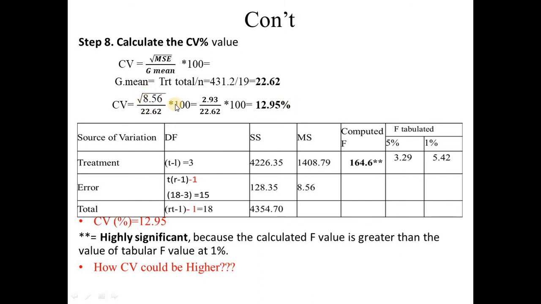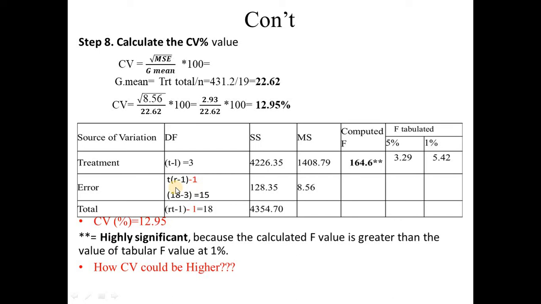Therefore, if we do this simple mathematics, we'll have the value of 12.95% CV in this experiment. And then after we have got all the values, we just have to fill them into the ANOVA table. The treatment was 4 minus 1, which gives us 3 degrees of freedom for treatment, and for error, t times (r minus 1), minus 1. This is considered because one observation was missing.